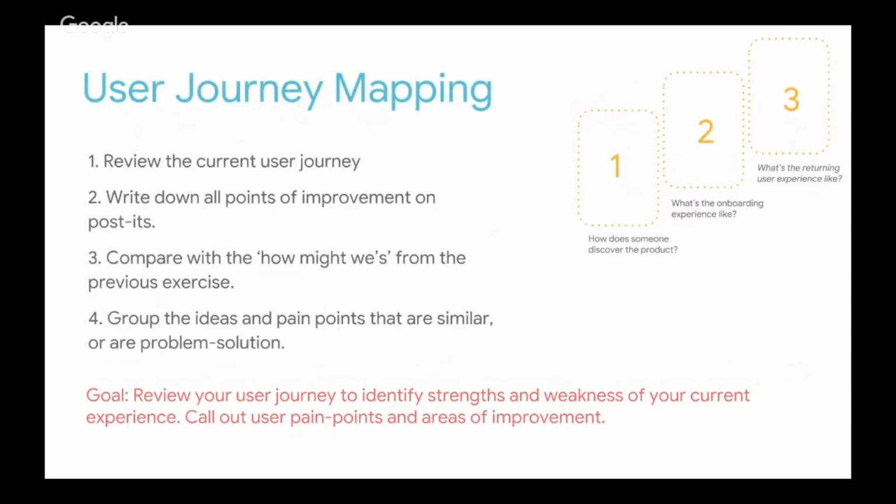After that, there is user journey mapping. And the goal of the user journey mapping is to go through your experience in the shoes of your customer and identify the strengths and weaknesses of your current experience. Here is where you might identify some pain points and areas of improvement that you'll want to fix during the sprint. So you'll review your current user strategy and you'll write down all points of improvement on Post-its. You'll compare these to the how might we's from the previous exercise, and then you can start grouping them and creating sort of high-level ideas of where you might focus your energy for the rest of the sprint.